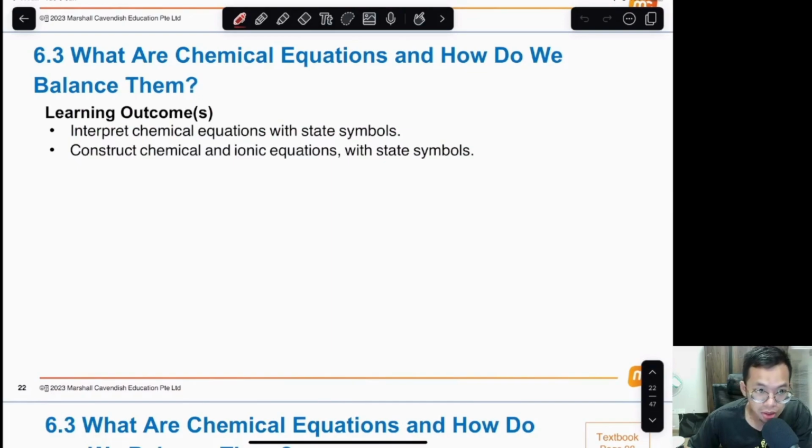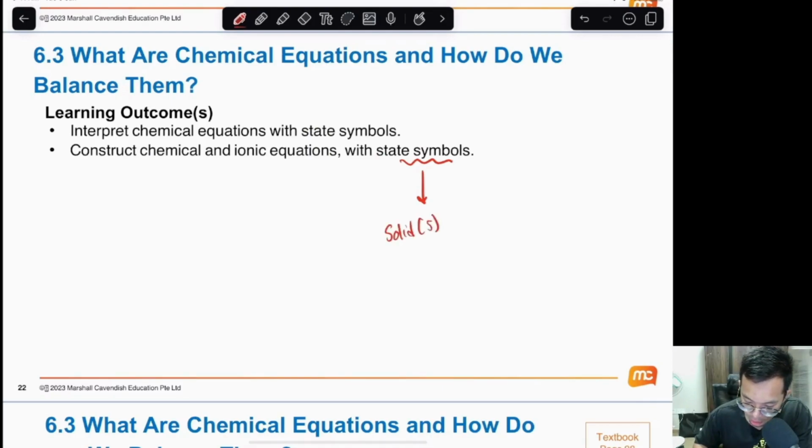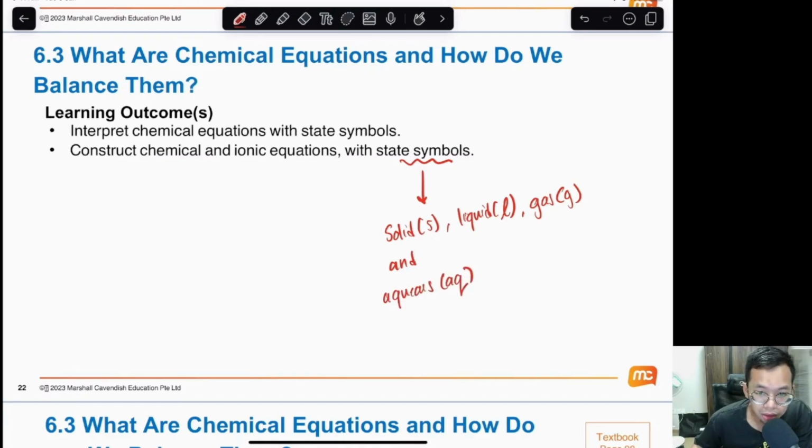So the learning outcomes are to interpret chemical equations with state symbols, and construct chemical and ionic equations with state symbols. And by now, whenever they say state symbols, you should know that there are 4 different types. We have solid, also known as S, liquid, L, gas, G, and also aqueous, AQ. Alright?